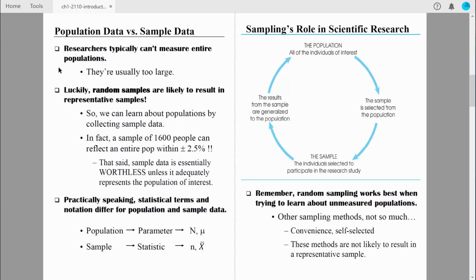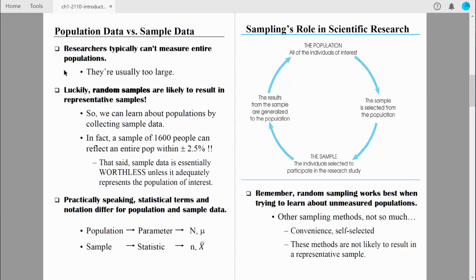Because when we collect data, we typically want to learn about some entire group of people, an entire population. But the truth is that populations are often too large for us to measure completely, so we usually need to measure samples from that population instead. Let's discuss that. So here's the point that I just made, that populations are usually too large for us to measure. They're not always too large, though. If I wanted to measure the population of Psych 2110 students at Ohio University, I could probably measure all of those students. It wouldn't be all that many.